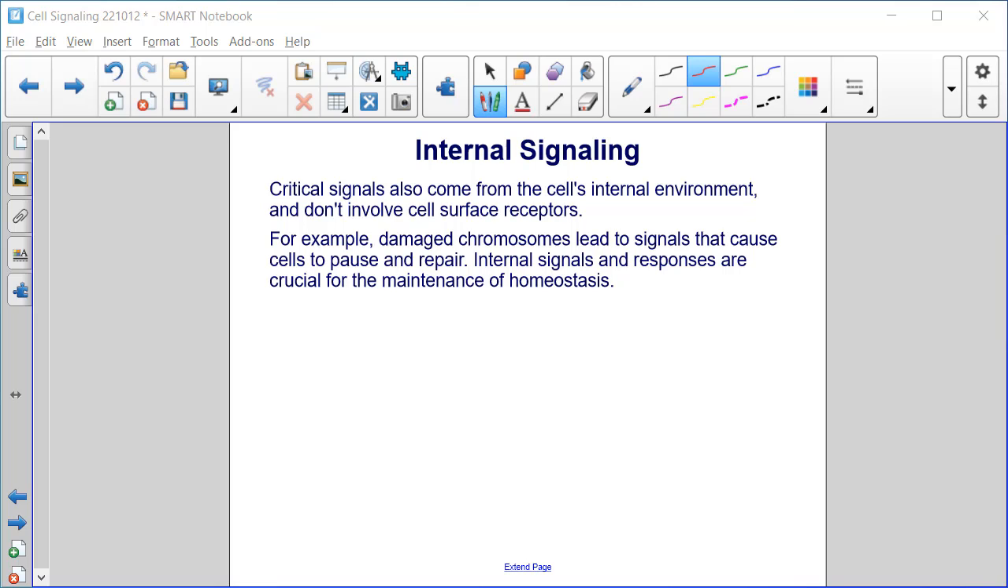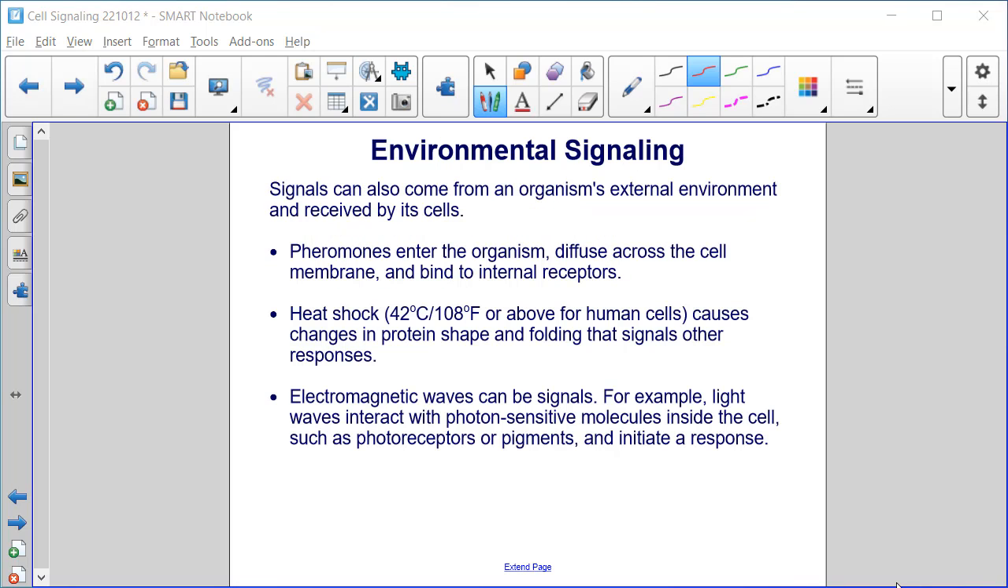Internal signaling. Critical signals also come from the cell's internal environment and don't involve cell surface receptors. For example, damaged chromosomes lead to signals that cause cells to pause and repair. Internal signals and responses are crucial for the maintenance of homeostasis.